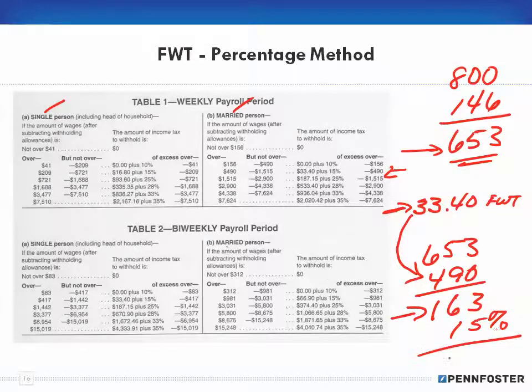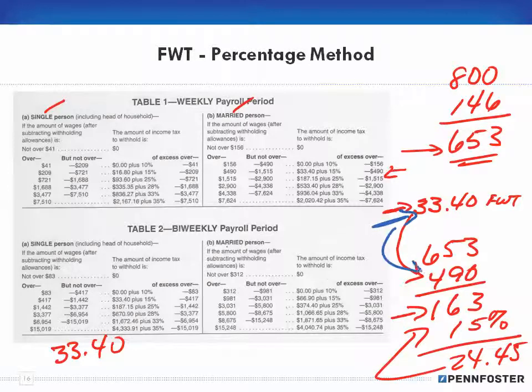which is $24.45. So that $24.45 is how much I'm paying in tax on the 163. Now I have two amounts here. I have $33.40, which is the amount being paid on the 490, and I'm adding $24.45, because that's the amount being paid on that excess over 163.